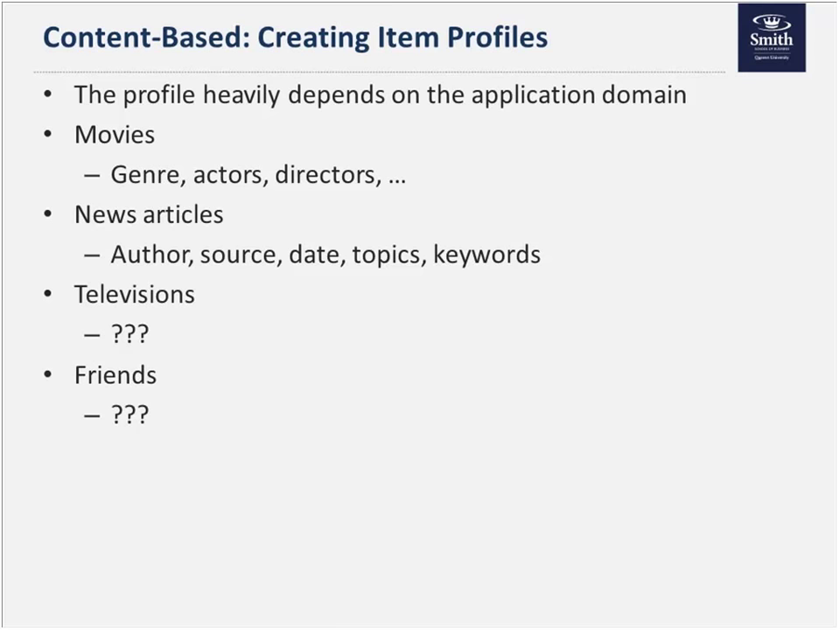But if you're trying to do a recommender system for televisions, what would you do there? You could do things like screen size, manufacturer, screen resolution, number of HDMI ports, things like that. So creating the item profile is the hardest part and the biggest drawback of this approach, because it's such a difficult task to get correct. But once you do, it works very well.